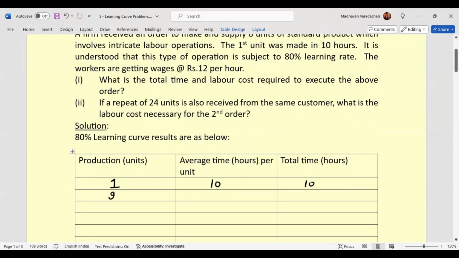Then doubling that, 2. Since we have doubled, the average time will go down, you will get an efficiency of 0.8. So that means it will become 8 hours. So 2 into 8, 16 hours is the total time. Doubling 2, we get 4. Now, 8 multiplied by 0.8, we get 6.4 as the average hours. If we multiply 6.4 into 4, we get 25.6 as the total hours.